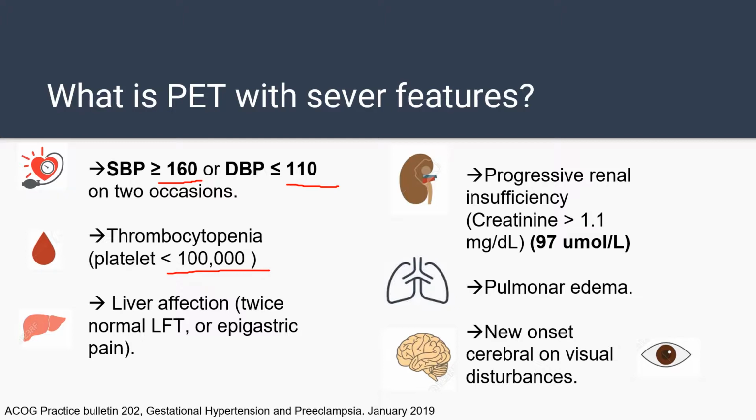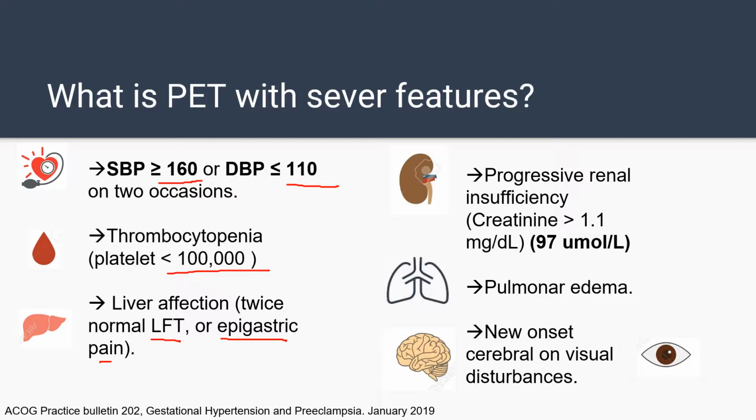If we have a liver impairment, that can be a biochemical liver impairment with twice above the normal LFT, or a clinical liver impairment that can be epigastric pain, but it has to be a continuous pain, a pain that doesn't go away with drugs, and also a pain that has no other explanation. We can say that it is a severe feature because of liver affection.